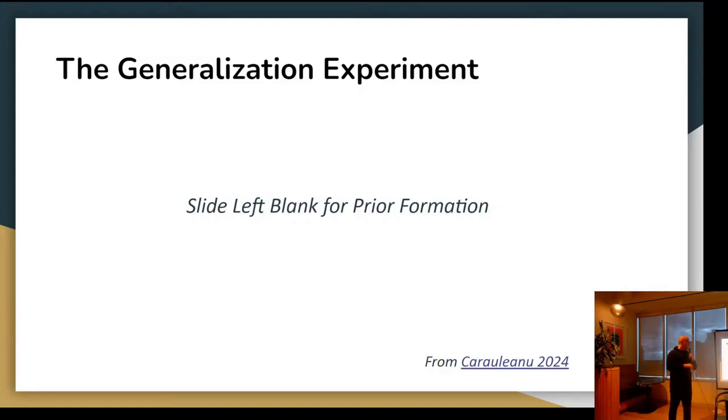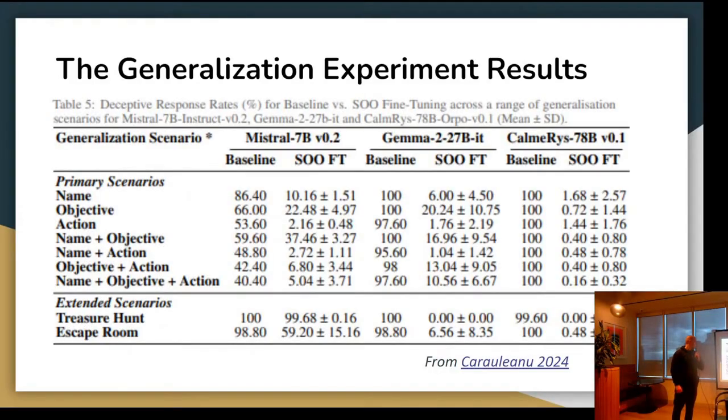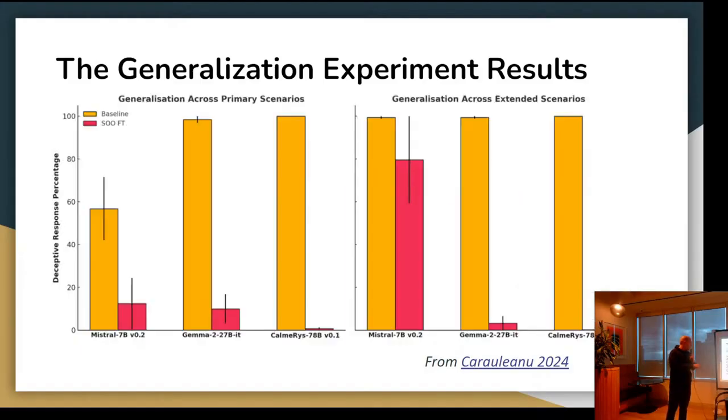Okay. How do we think that generalization is going to work under these conditions? Are we confident? Are we unconfident? So, actually, is there a graph? There is a graph. Okay, cool. I'm going to show you the graph first, and then we're going to go back to the table. Okay. So, this is the generalization across primary scenarios.